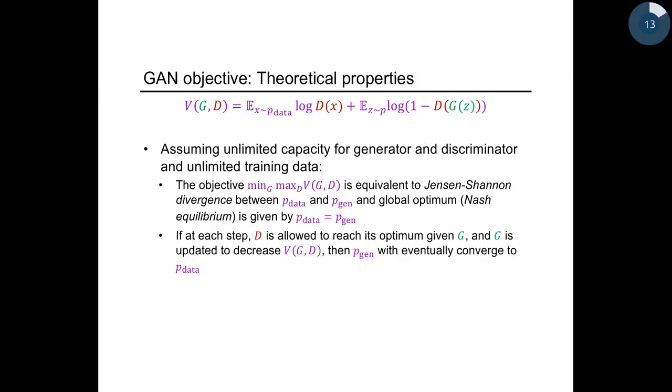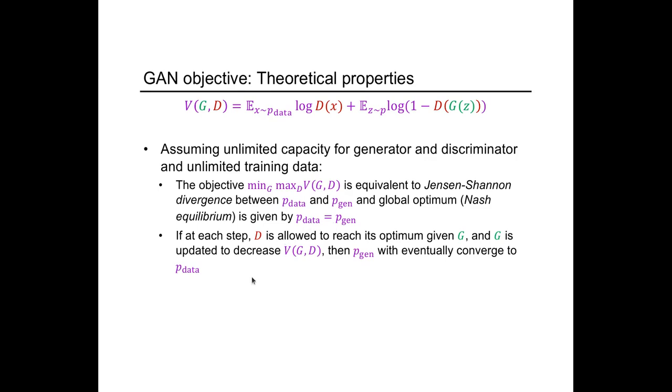So let's look at some theoretical properties of the GAN objective. Theoretically, if we assume unlimited capacity for the generator and discriminator and unlimited training data, then the objective min G max D V(G, D) is equivalent to the Jensen-Shannon divergence between P data and P generator. And the global optimum or Nash equilibrium is given when P data is equal to P generator. So when these two distributions become equal, we would achieve the optimal point for both generator and discriminator.